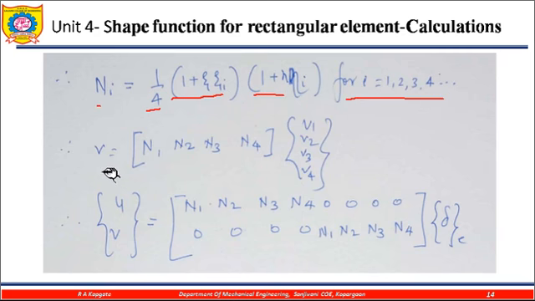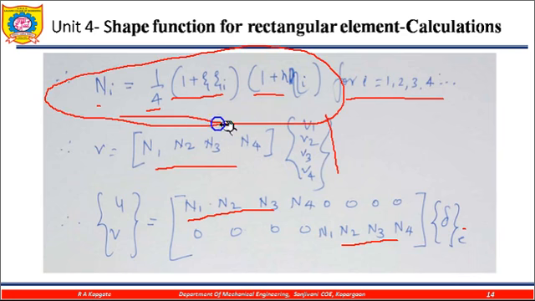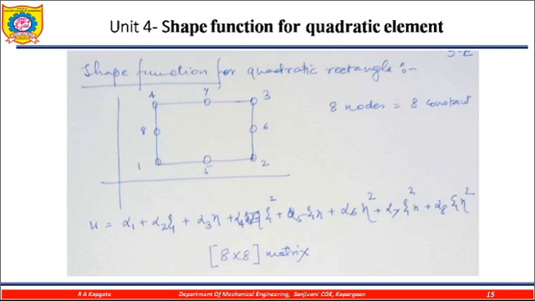Hence my u and v are equal to n1, n2, n3, n4 multiplied by the delta matrix, that is the U or V matrix. So this term is very important, keep it in mind. I put the values of xi and eta at node 1, 2, 3, 4. According to that, make the changes and develop the shape function. So now the shape function for the quadrilateral.